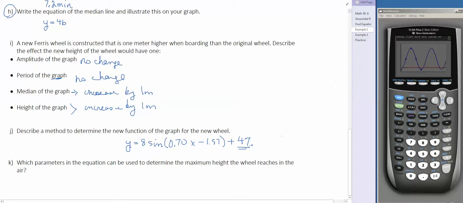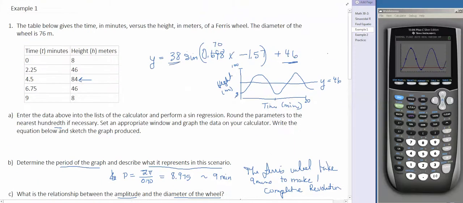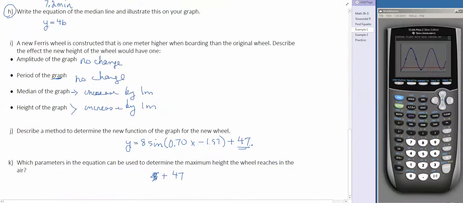Now we're going to determine the maximum height the wheel reaches, and we take the amplitude plus our median. I don't know why I'm stuck at 8; 8 is from our last piece. It's 38. There we go, much better. So it's 38 plus our median, which gives us our maximum height of 85 meters.